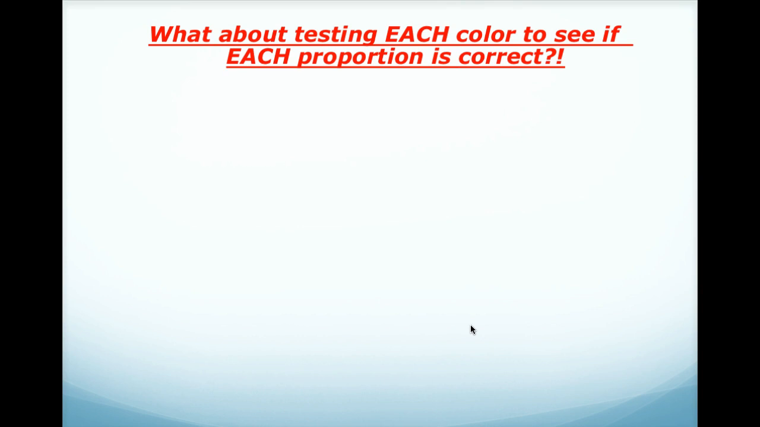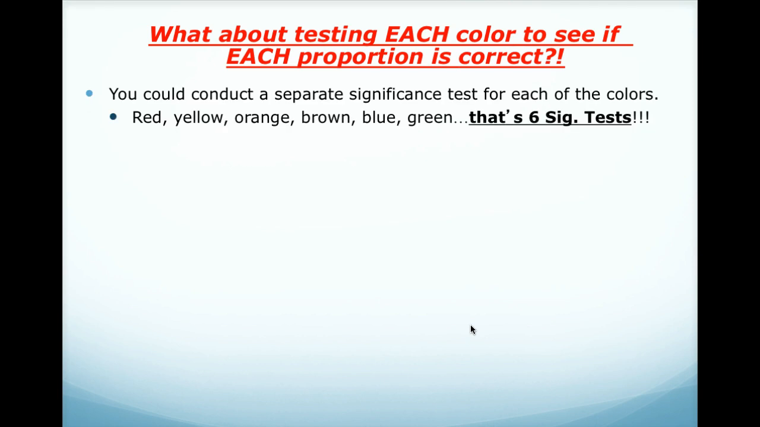Now, my question is, what if we wanted to test each color to see if each proportion was correct according to the company? Now, we can do this based off of chapter 12. All we would have to do is conduct a separate significance test for each of the colors. So red, orange, yellow, brown, blue, and green. Now, we could do that for each color of M&Ms. However, that would make us do 6 separate significance tests, which could get a little tedious.